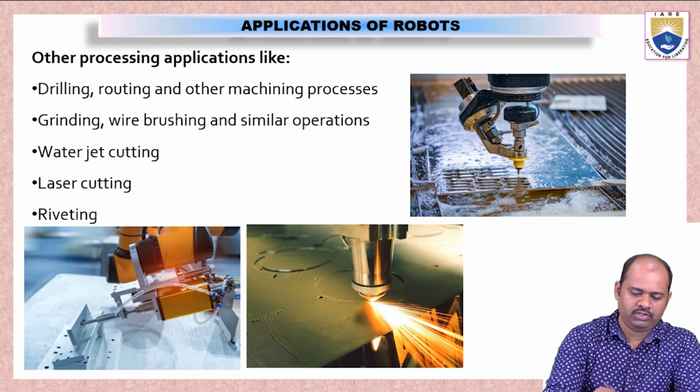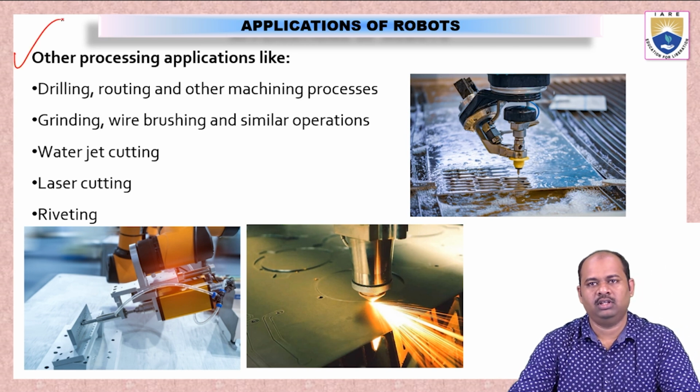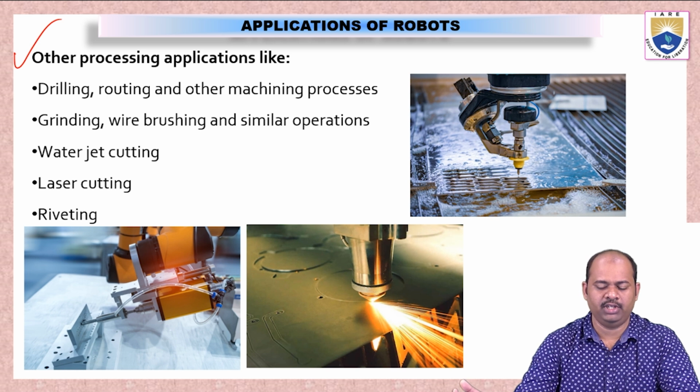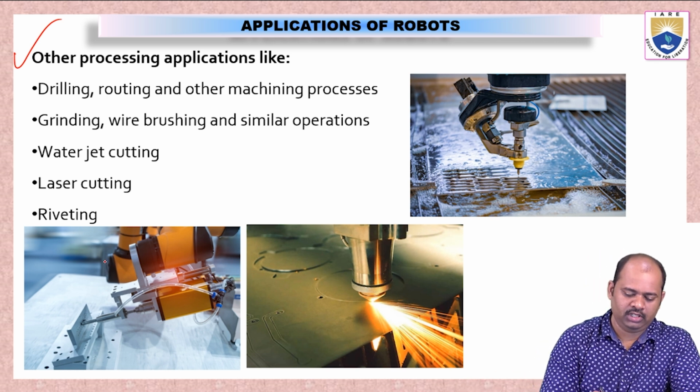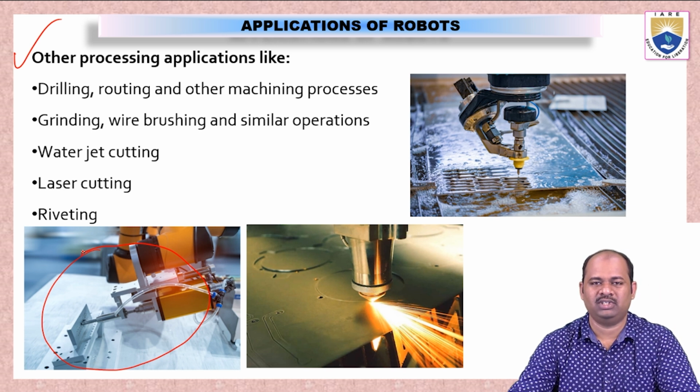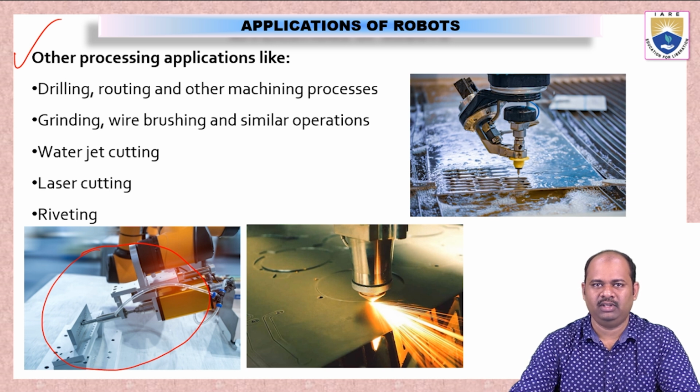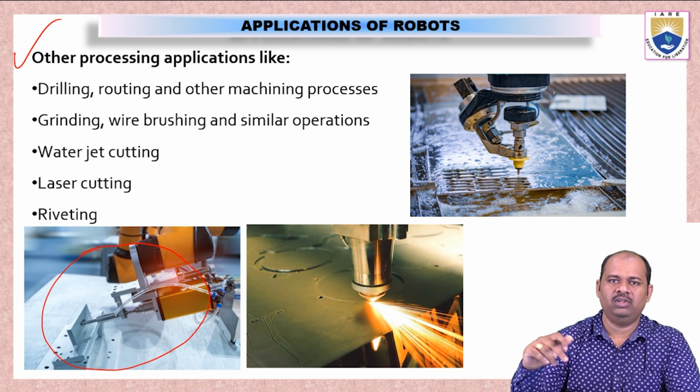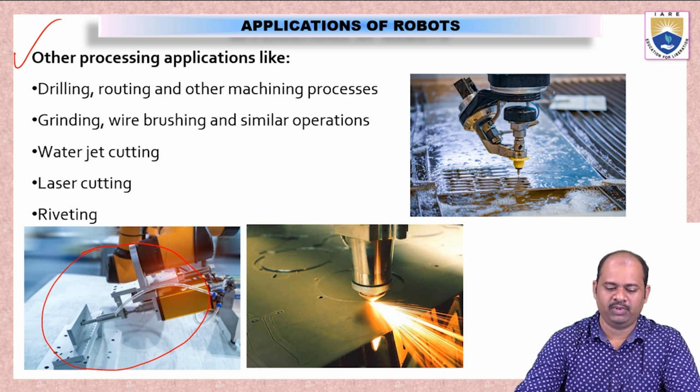So other applications of robots are, there are some applications where the robots are being used. Like in the first picture, we can see the robot is being used for doing the process of drilling. So a drill bit is attached to the robotic end, where it can be rotated and can precisely make holes on workpieces. So this is one application.